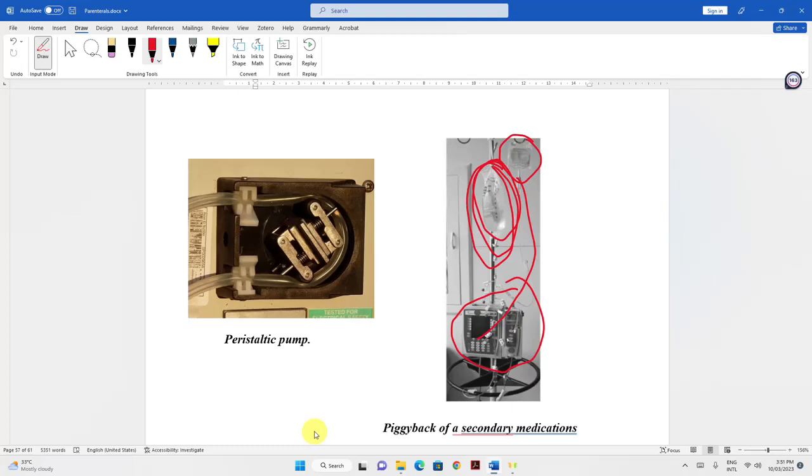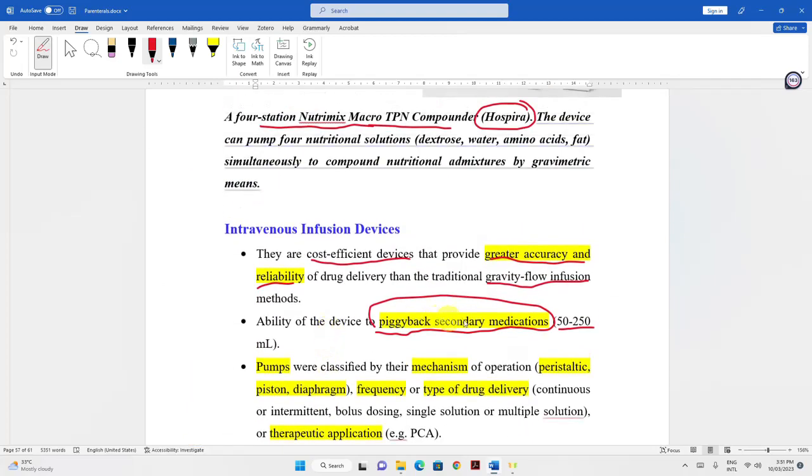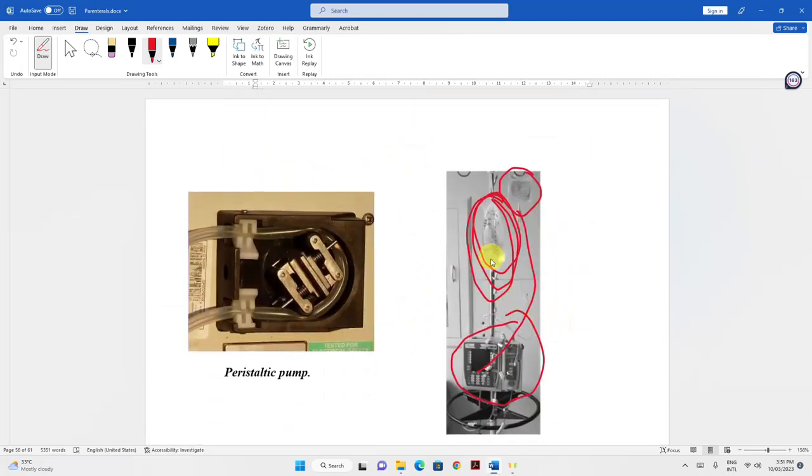Now the piggyback, as I said, is from 50 ml to 250 ml, and it's usually intermittent. It's not continuous like the main infusion bag. It's intermittent, meaning it's given in half an hour, for example, and then you continue. Maybe the next day or after 12 hours you do it again, with another piggyback.